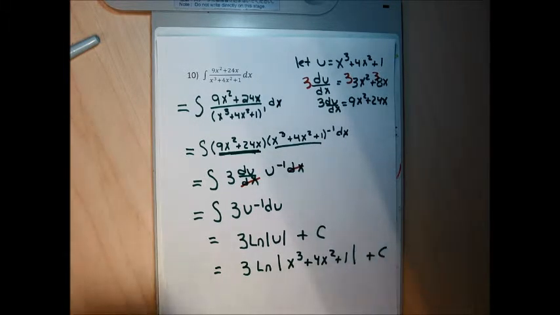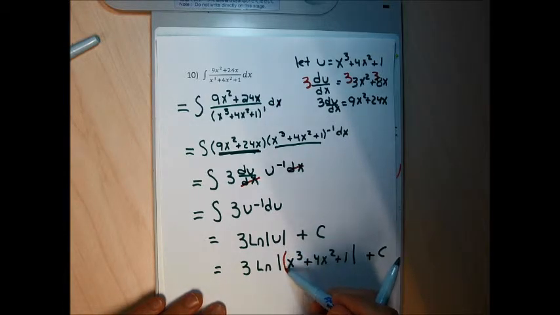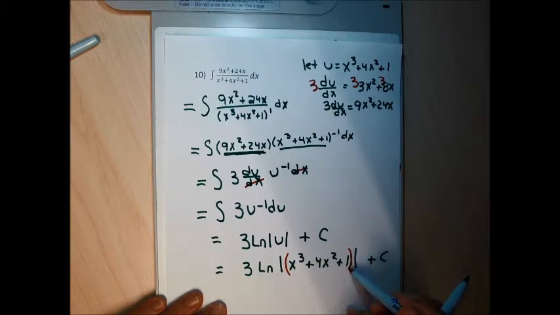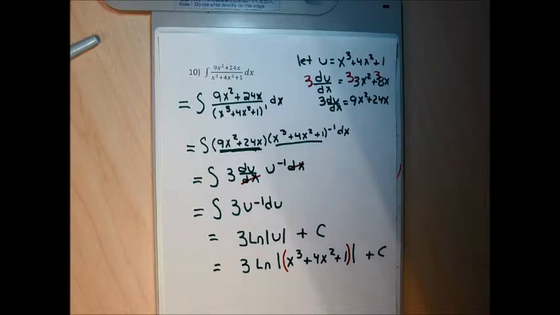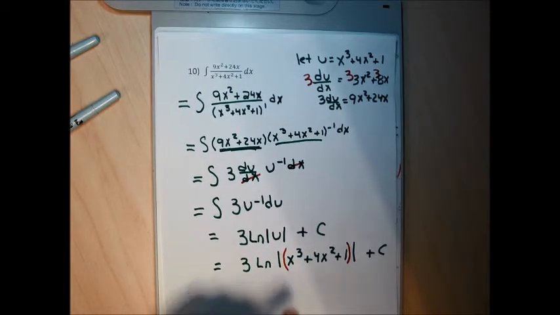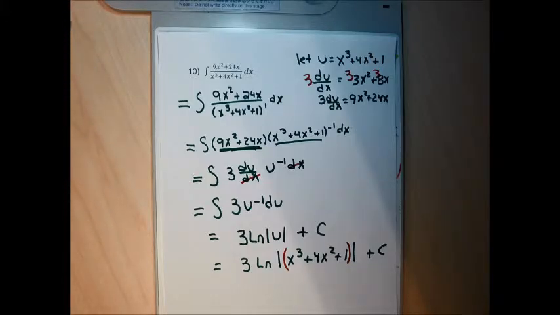I didn't take the time to put the x cubed plus 4x squared plus 1 in a parentheses because it really wasn't necessary. The absolute values are working like a parentheses. So whether your answer does or doesn't have the x cubed plus 4x squared plus 1 in a parentheses, as long as you have the absolute values, the parentheses aren't necessary. So that was a really quick 3-minute and 30-second fix for problem 10. Hopefully it was followable. If not, let me know and I'll refix it again.